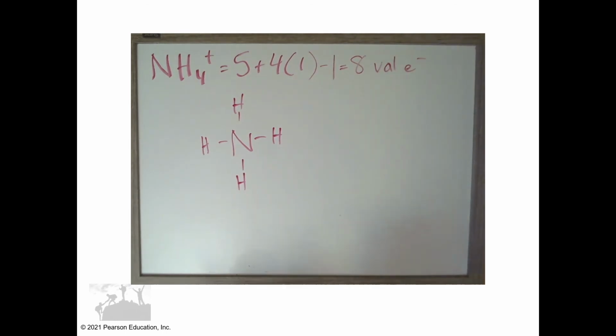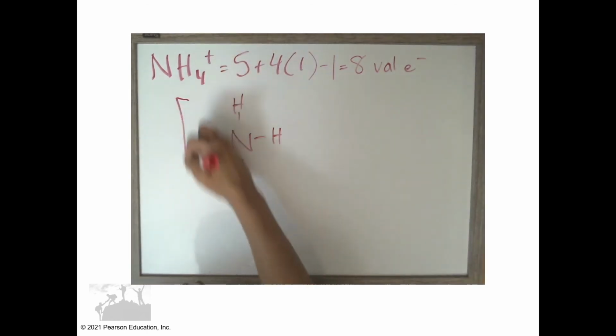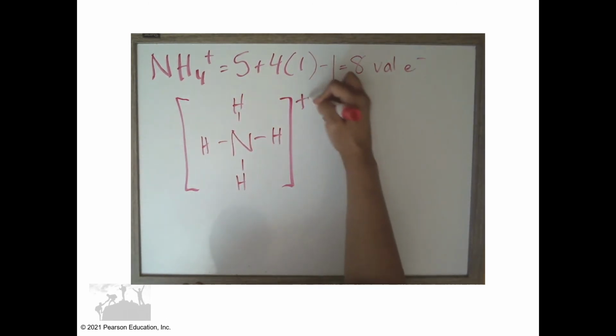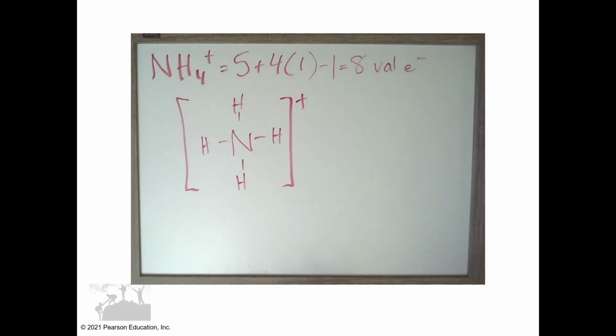Okay, how many electrons did we use to make our skeletal structure? We used all our valence electrons. We used 8. So this is pretty much it. This is our Lewis structure, except we need to draw brackets, and we need to have our charge outside of the brackets. Now let's double check and make sure by figuring out formal charge.